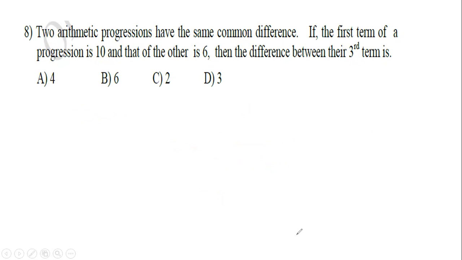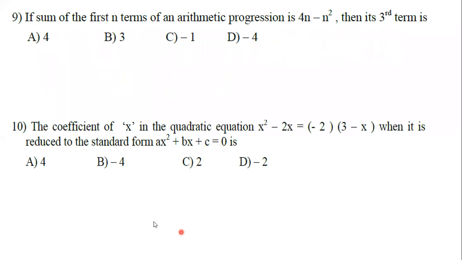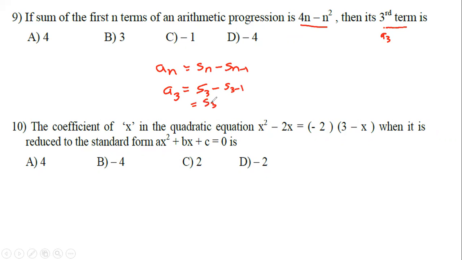Next, 9th question. The sum of the first n terms of the arithmetic progression is 4n minus n square. Then its third term is dash. You need to find out a3. And we know the formula. What is that formula? an is equal to sn minus sn minus 1. You need to find out a3. Then n value becomes 3, and here s3 minus s3 minus 1, 3 minus 1 is s2. Is it right? Yes. Find out s3 and s2.